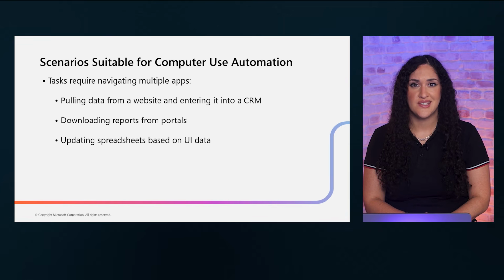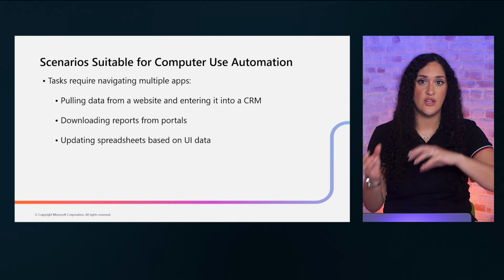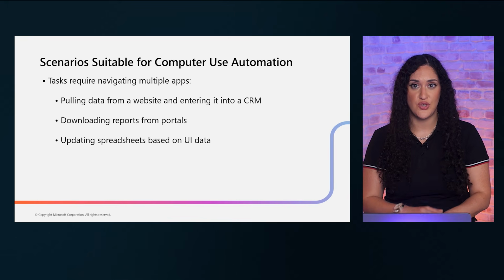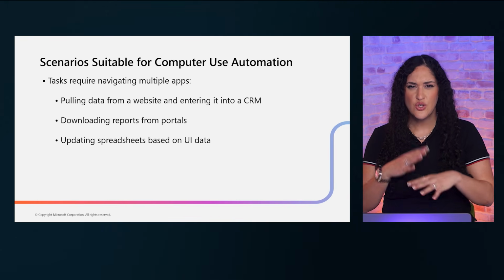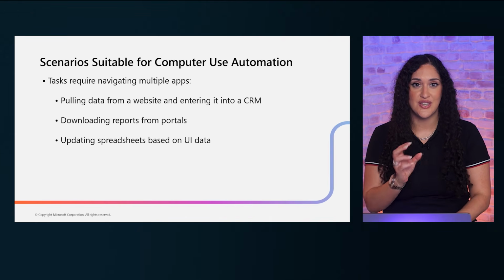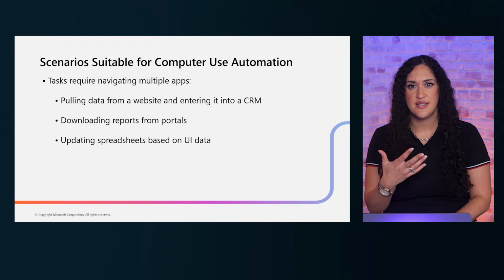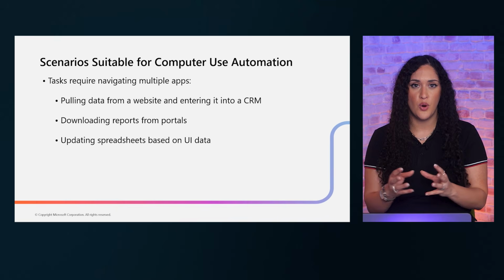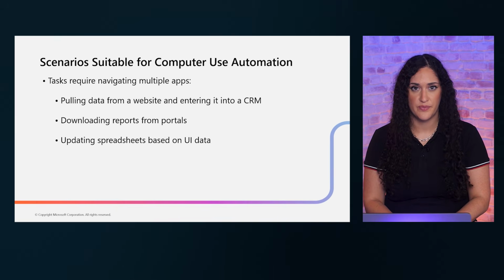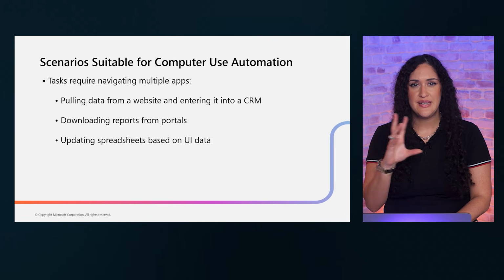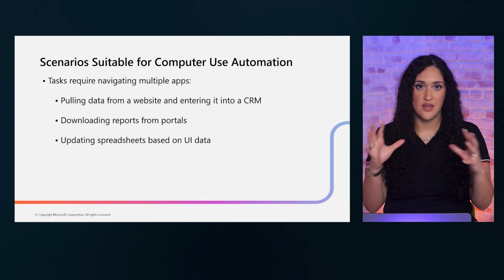The third scenario is tasks that require navigating multiple applications, pulling data from a website and entering it into a CRM, downloading reports from portals, or updating spreadsheets based on UI data. These cross-application workflows are where human workers spend significant time context switching. The best practice is to design your agent to handle each application independently and compose the workflow from those building blocks. This approach means that if one application changes its UI, you only need to update that one module, not the entire workflow.